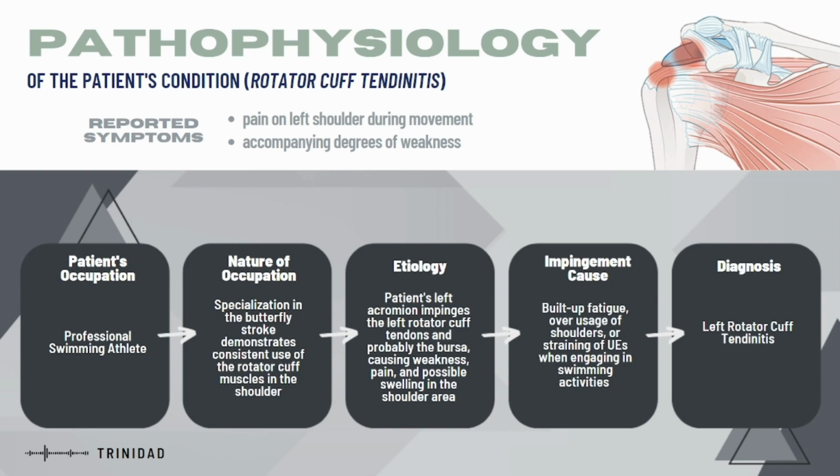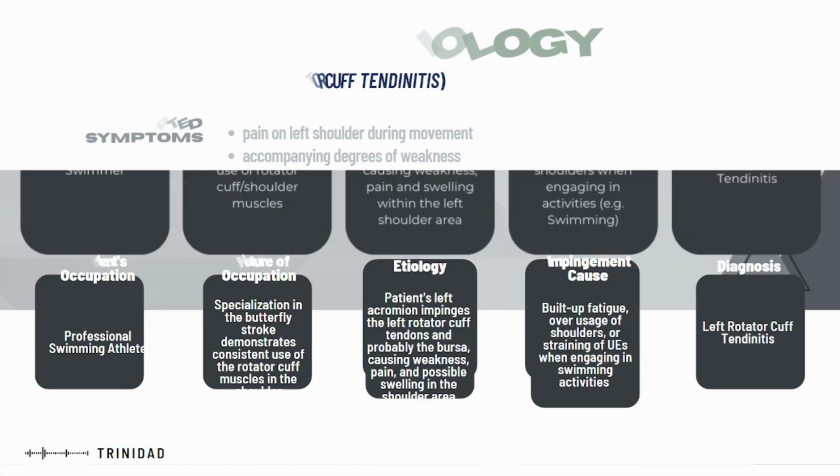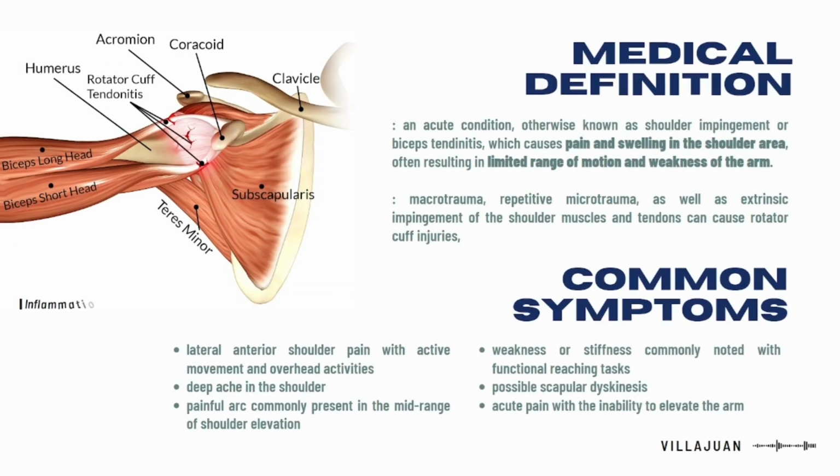We also believe that this framework led to the patient's primary health physician giving her a diagnosis of left rotator cuff tendinitis. But what exactly is the medical definition of rotator cuff tendinitis? According to Johns Hopkins Medicine, rotator cuff tendinitis, otherwise termed as shoulder impingement or biceps tendinitis, is a condition which causes pain and swelling in the shoulder area, often resulting in limited range of motion and weakness of the arm.